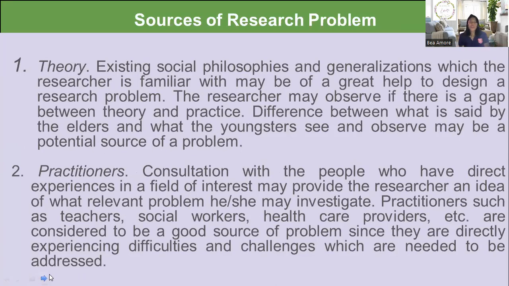Number one, theory. Existing social philosophies and generalizations which the researcher is familiar with may be of great help to design a research problem. The researcher may observe if there is a gap between theory and practice. The difference between what is said by the elders and what the youngsters see and observe may be a potential source of a problem.